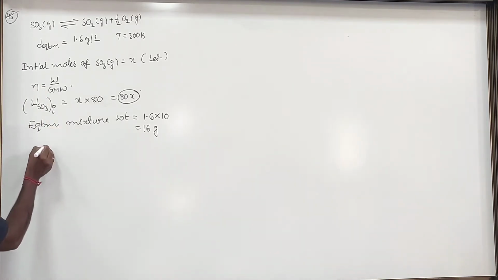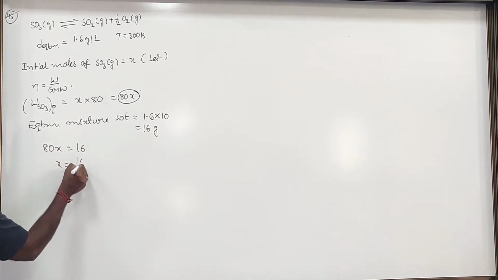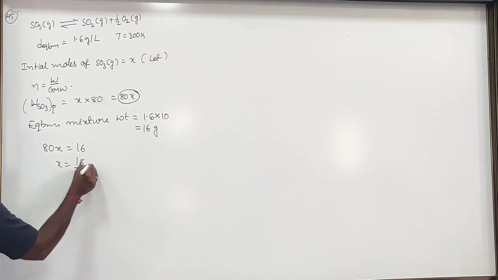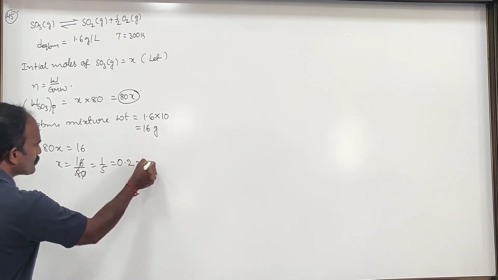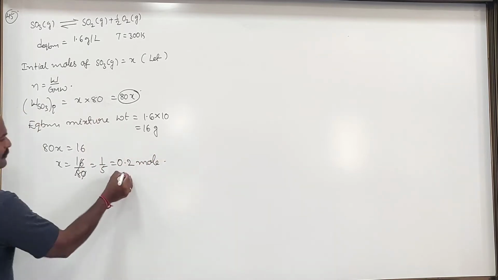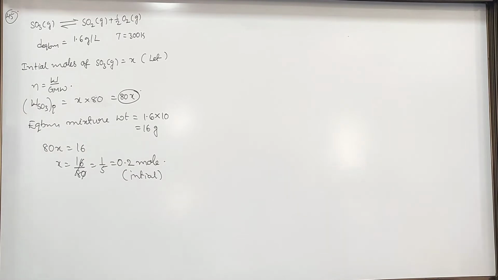Now, what is the point here? 80x is equal to 16. X is 16 divided by 80, that is 1 divided by 5, which is 0.2 moles. What is this? Initial moles. From this, let us try to calculate the equilibrium moles.